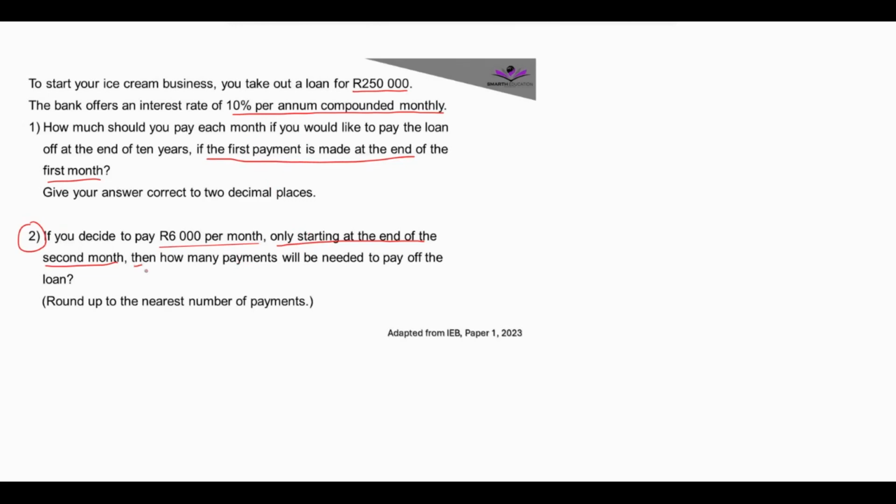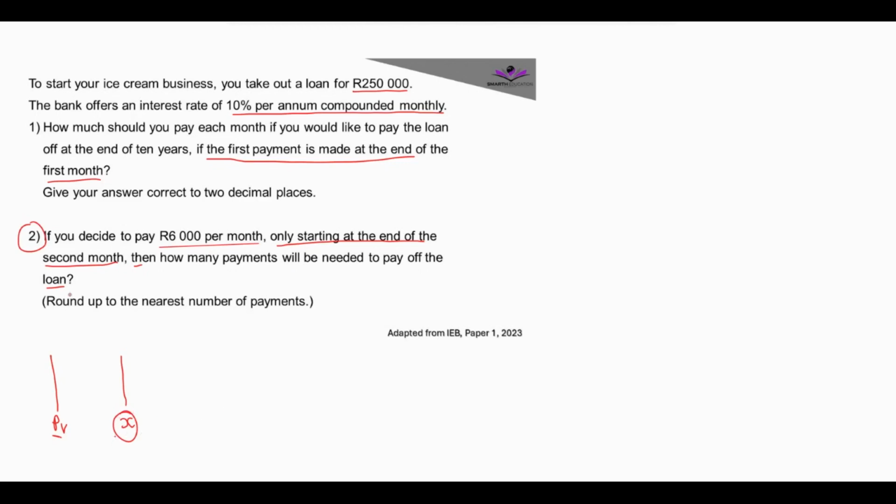Then it asks, how many payments will be needed to pay off the loan? So you have to take note of this. For a normal present value annuity, you take a loan, this is the loan amount here, and then you start paying after 1 month, if you're paying monthly. So installments will start here, right?